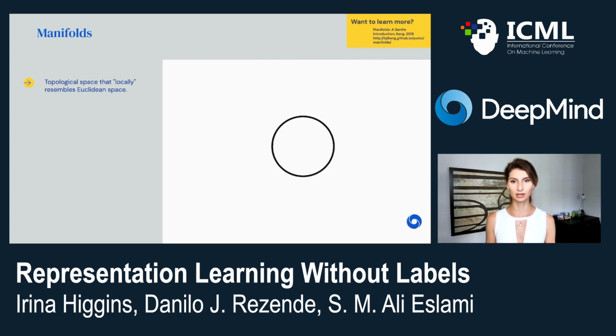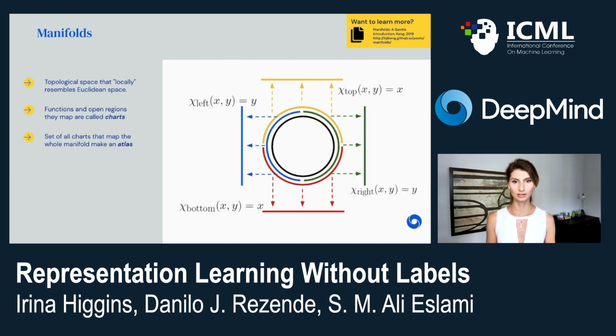Let's look at the circle, one of the simplest manifolds. If we zoom in on an infinitesimal piece of the circle, it will look like a straight line. Furthermore, we can find a continuous and invertible mapping, or a homeomorphism, from a segment of the circle, for example the yellow arc, to an open interval on a line, in this case from -1 to 1. Such functions are called charts. The set of all charts that cover the whole manifold is called an atlas.